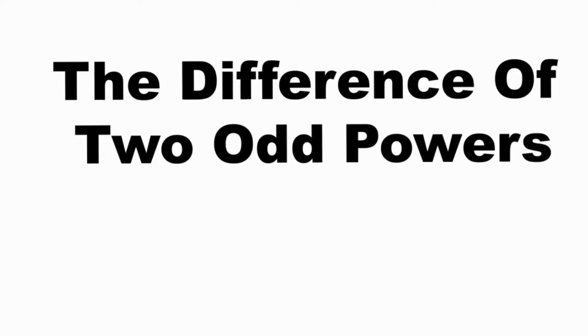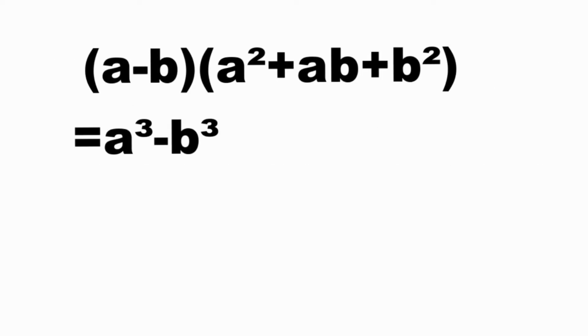Our topic for today is the difference of two odd powers. Last time we had the difference of two cubes. We have here the quantity A minus B times the quantity A squared plus AB plus B squared equals A cube minus B cube.